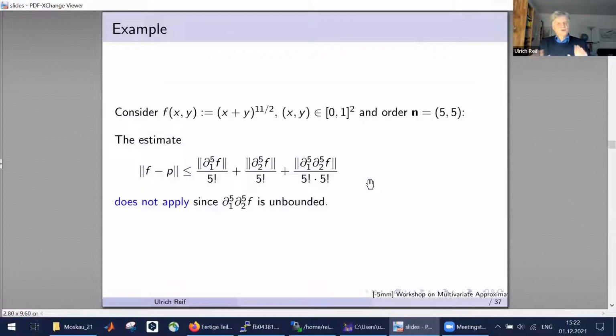Here is an example showing you that this result is actually sharp, yeah? And it explains exactly where the problems come from, how the clustering of interpolation nodes affects the interpolation error. So let's start with this function on the unit cube, the unit square we are now in. It's (x plus y) to the power 11 over 2. Yeah? And the order is 5 in both directions.